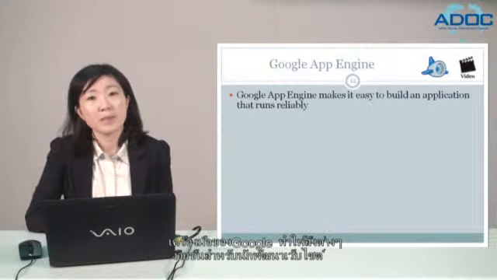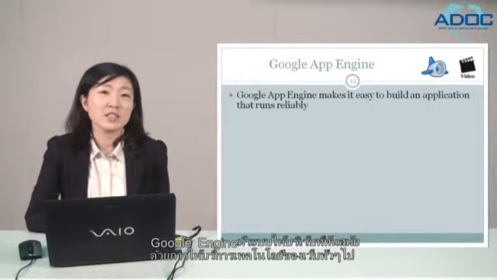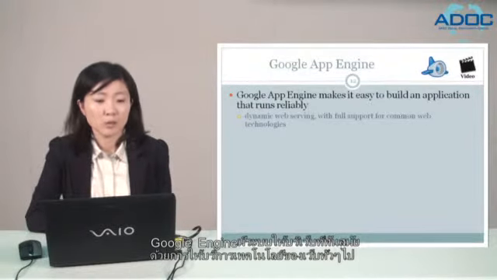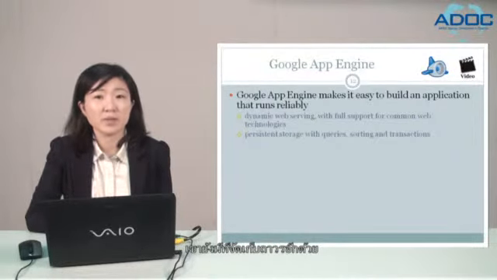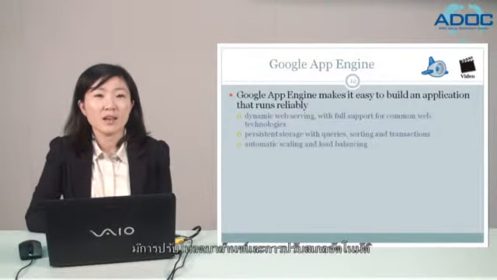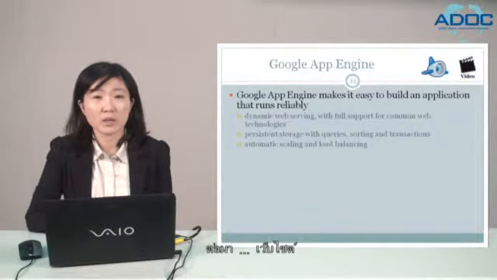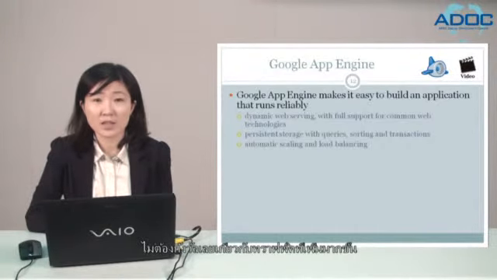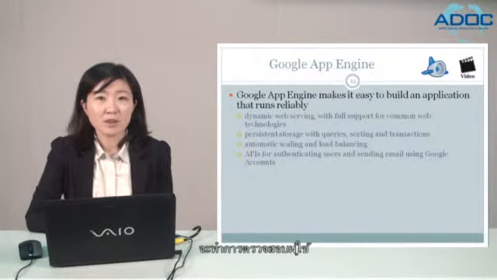App Engine makes it much easier for developers to write web service programs. It has dynamic web serving with full support for common web technologies. They also have persistent storage and automatic scaling and load balancing. So if you run a successful website, you don't need to worry about too much traffic overwhelming it. And APIs for authenticating users and sending email using Google accounts.